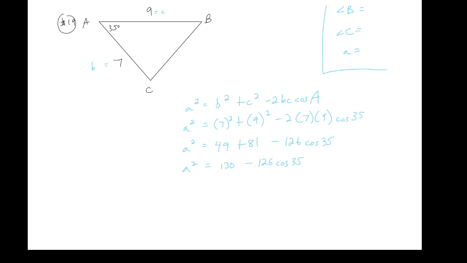Now this is where kids get into trouble, right? They want to combine this and this. You can't do that, right? If I had 130 minus 126x, can I subtract the 130 and the 126? I can't, right? So that's just going to stay as it is. And then of course here, we're going to take the square root of both sides, okay? To get a by itself, so a is equal to the square root of 130 minus 126 times the cosine of 35, okay? Now, we're going to punch that into our calculators here to get an answer.